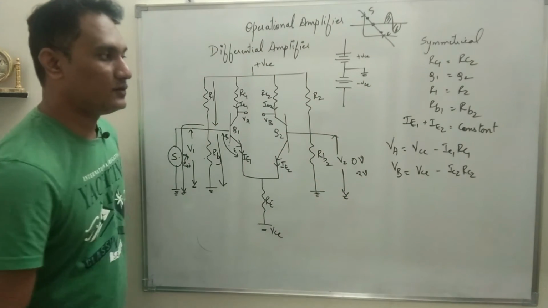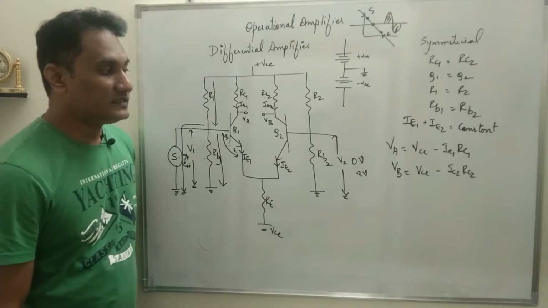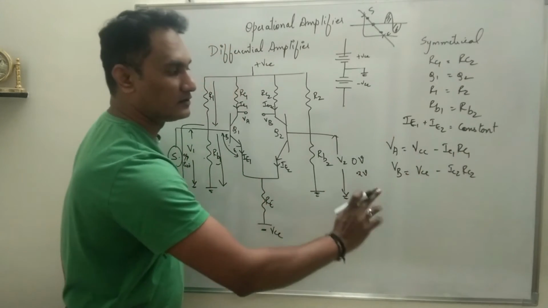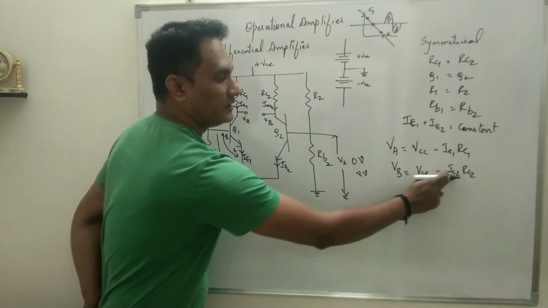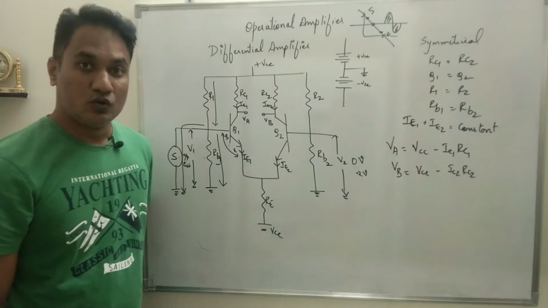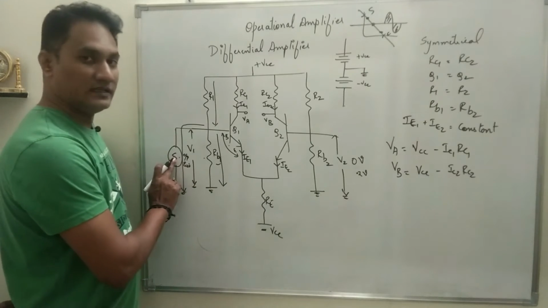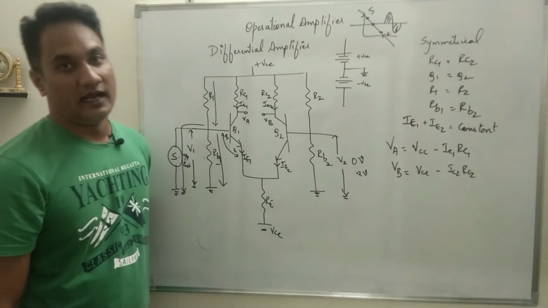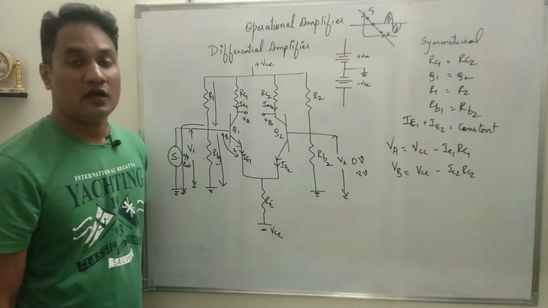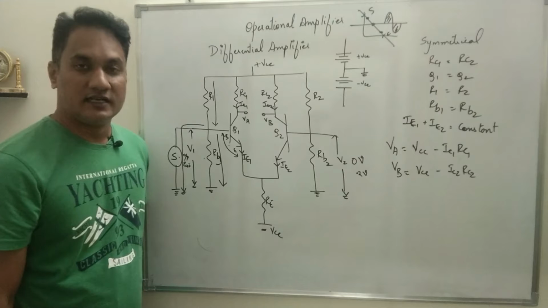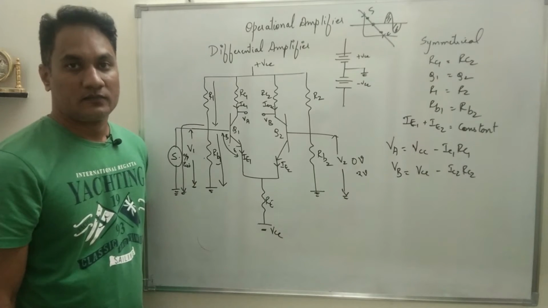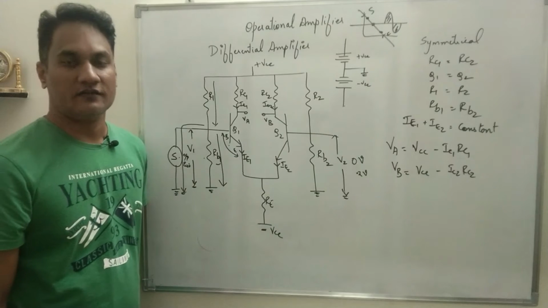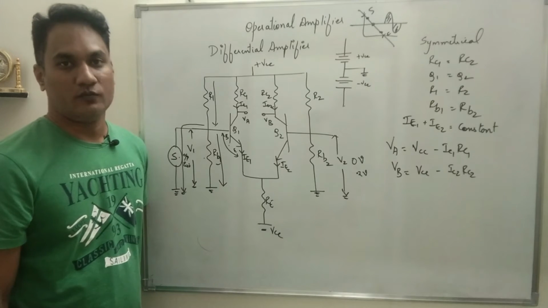In both these equations, what you can see is VCC, RC1 and RC2 are constant. So VA depends upon IC1 and VB depends upon IC2. So when you apply an input signal, the variation will produce two different outputs at VA and VB. So that is the working of a differential amplifier. This is the construction part and advantage of differential amplifier. I hope you have understood.